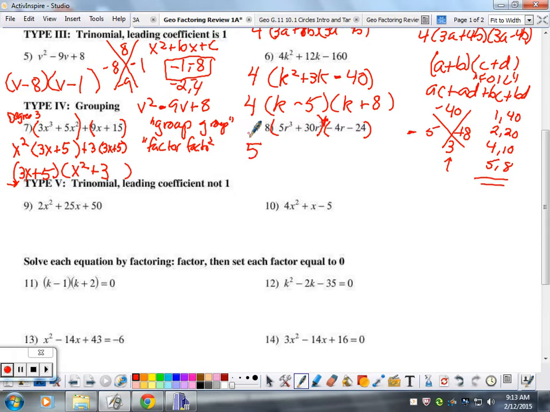What is it? 5 and 30, 5. Greatest common factor of r cubed and r squared. Okay, and then when I divide by 5r squared, what's going to be left in the parentheses? Okay, and then we have to do the same thing over here.